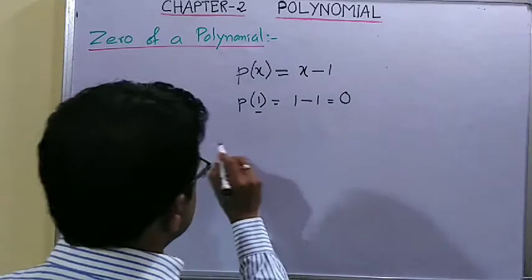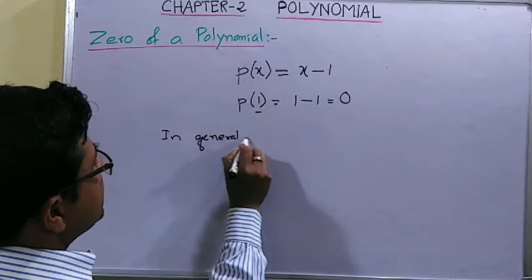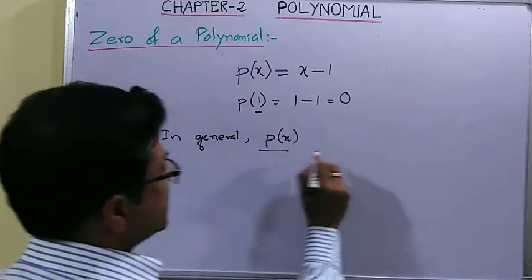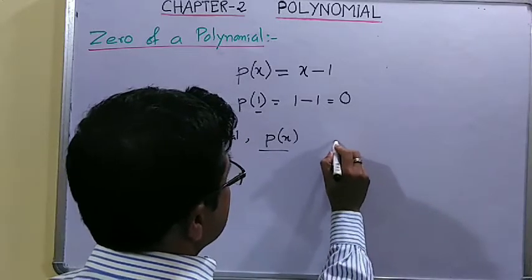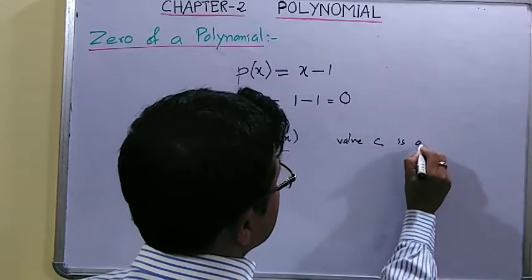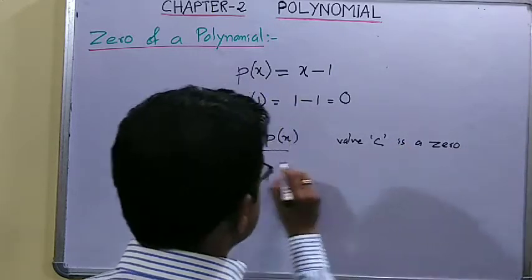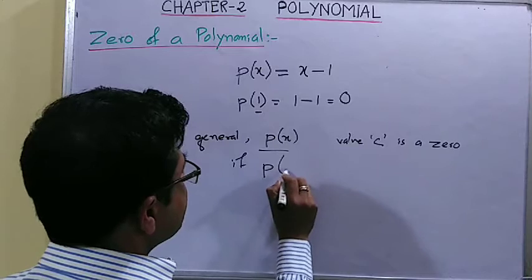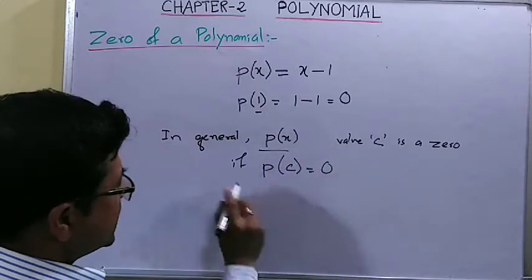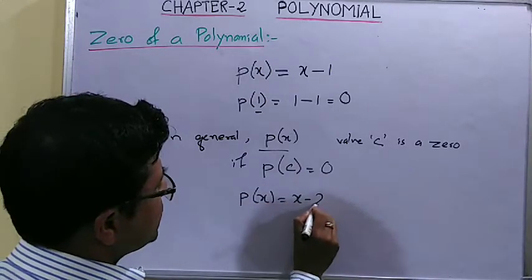Now in general, for a polynomial p(x), I am writing it short as p(x), any polynomial you consider, any value, suppose c, is a zero if p(c) is 0. For example, if you want to understand, let us take one more example. p(x) equal to, suppose, x minus 2.